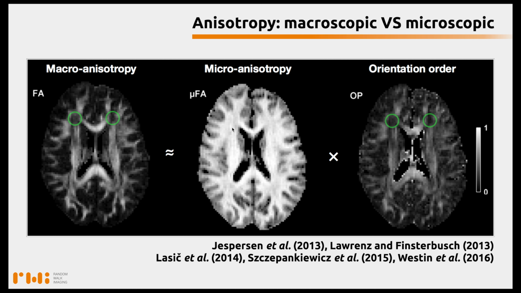And you see also that this micro-FA is not zero in gray matter, because it is known that gray matter features some degree of microscopic anisotropy. The orientation order parameter, OP, measures cell alignment over the voxel scale. And you see that these dark spots that were to be found before in the fractional anisotropy are now here in this orientation order, which shows that the fractional anisotropy is actually confounding these two contributions.